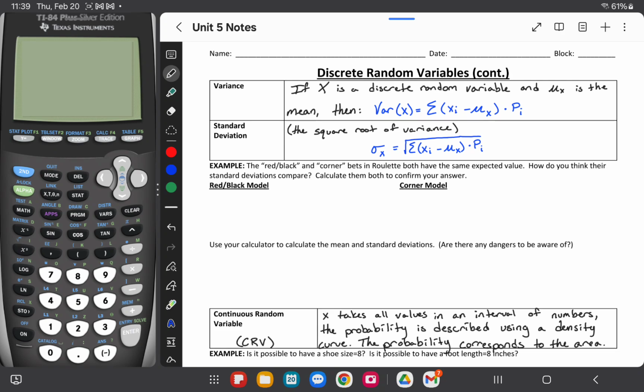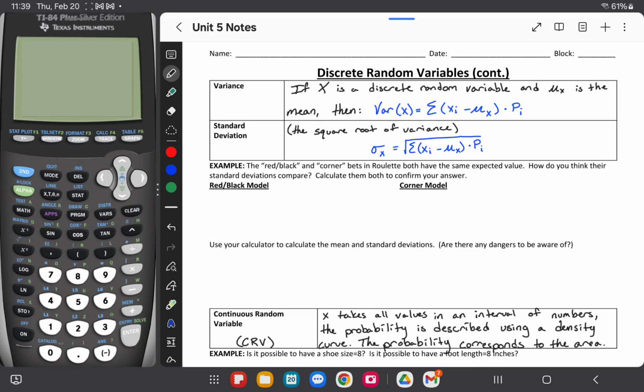So first of all, for variance, if x is, let's say, a discrete random variable and mu sub x is the mean for that discrete random variable, then the variance of x, denoted Var(x), is equal to the sum of your observations x sub i minus your mean mu sub x, squared, multiplied by their respective probabilities p sub i.